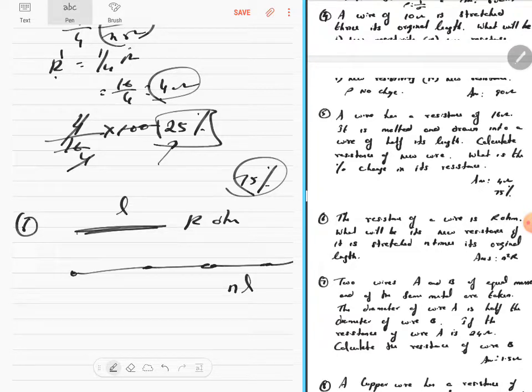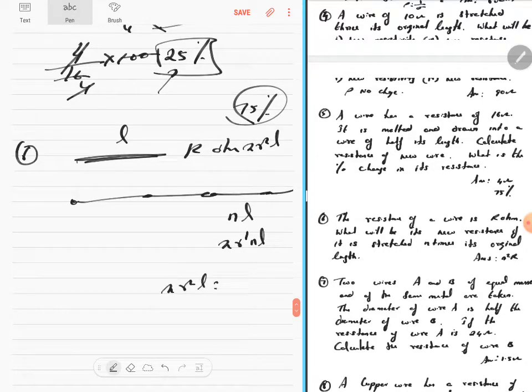The volume of this is pi r square L. The volume of this will be pi r dash square nL. Equate both of these. Pi r square L is equal to pi r dash square nL, where L and L get cancelled, pi and pi get cancelled. Therefore, you get the ratio.